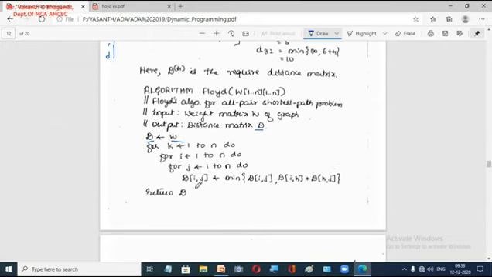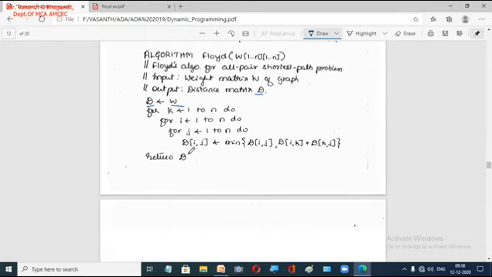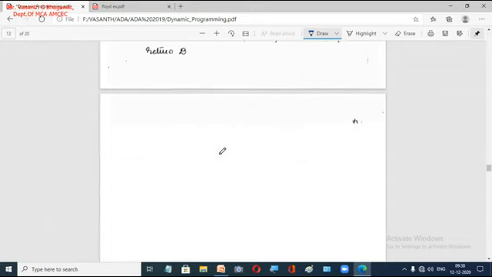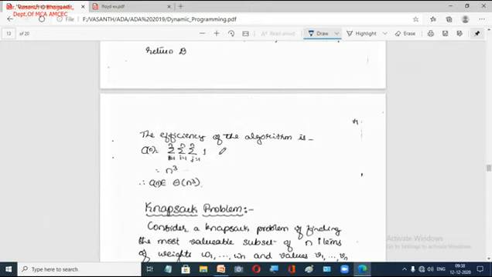Whichever is minimum, you are going to put in this new value, and finally you return D. So this is how Floyd's algorithm is written.